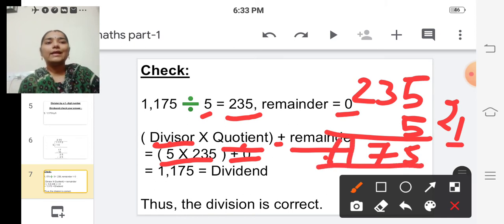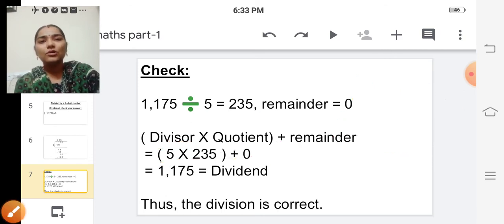So we are getting the dividend, 1175. So our answer is correct. This is the way to check the answer. Is it clear, children? Yes. Shall we move on to the next problem?